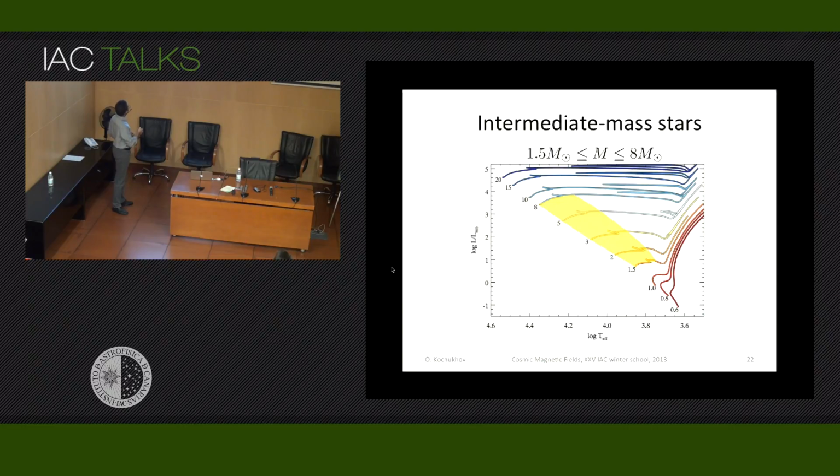So these are stars in this mass domain, and these masses correspond to the range between which the stars end their lives as supernovae. So more massive stars, more than 8 solar masses, lead to supernova explosions, and the lower limit corresponds to the mass when the surface convection zone disappears. So these stars don't have convection zones close to the surface. They have convection in the core.